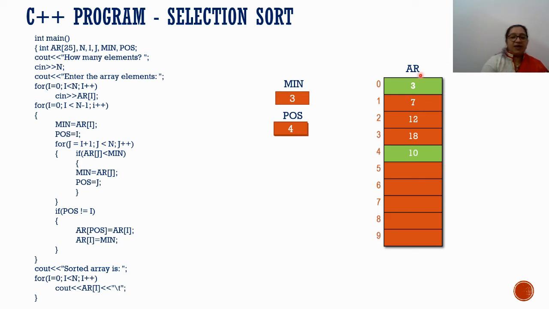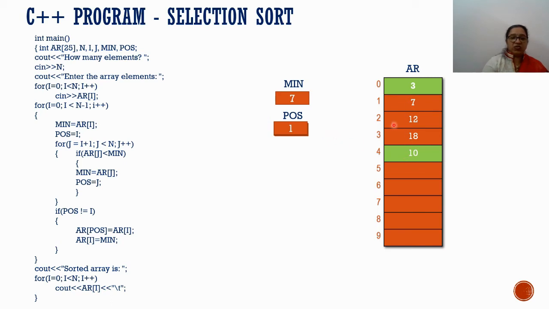Now the first value is swapped. Now we want to check from index number 1 onwards, I plus plus, so we are moving here. Now min is equal to AR of I, meaning min is equal to 7 now. The second element is the min now, and at the same time position is equal to 1. So again we are starting to find the lowest value in these elements.